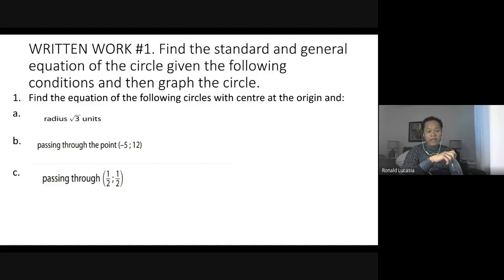Okay? Find the standard and general equation of the circle given the following conditions and then graph the circle. So for each number, you will do three things: standard form, general form, and then graph.